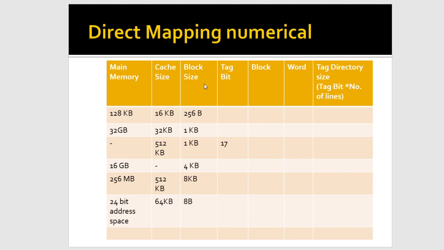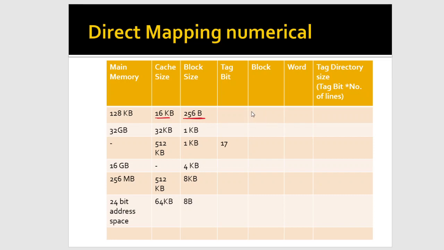Already if you look at this, the block size is how much? 256 byte means how much? 2 to the 8. So number of block will be, sorry, this is not the block number. This is my cache size. This is my block size. So if you divide 16 KB by 256, it will give me the number of blocks.